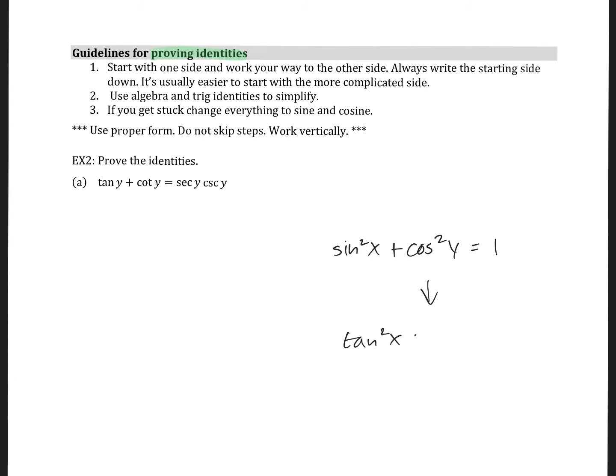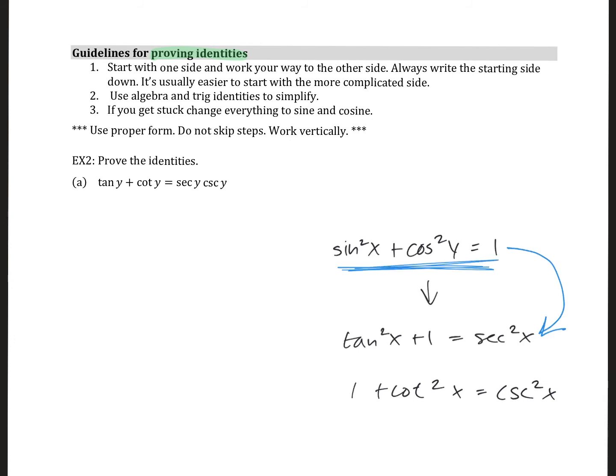And I showed you that you could solve this and end up with one of the other identities. Tangent squared of x plus 1 equals secant squared of x, or 1 plus cotangent squared x equals cosecant squared x. I showed you how to get from this identity to that one in one of the videos, I think it was about 5.3, by manipulating the beginning equation. The same sort of thing happens. That's sort of proving an identity. So we're going to take a look at something similar.